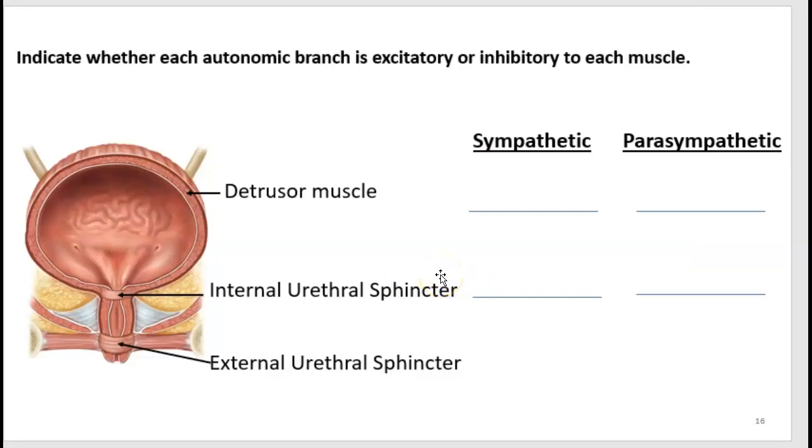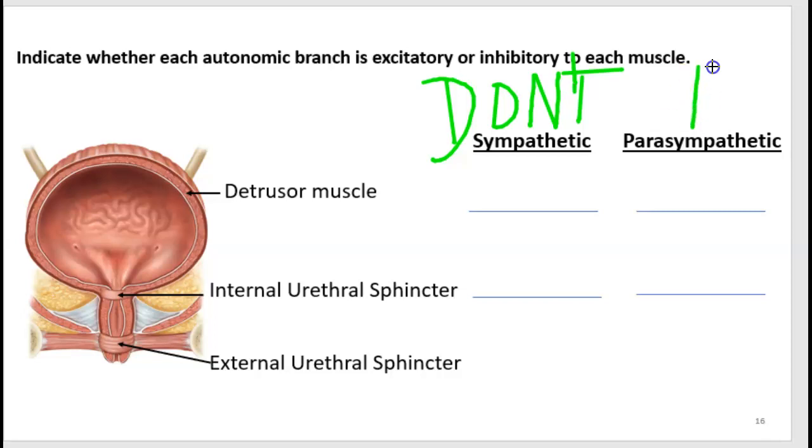Okay, let's think about the autonomic nervous system and determine which branch excites or inhibits each muscle. So I'm just going to introduce the way I think of this first. So the sympathetic nervous system, is it active when we urinate or when we don't urinate? When we don't. So I'm going to write don't up there. And the parasympathetic nervous system is active when we do urinate.